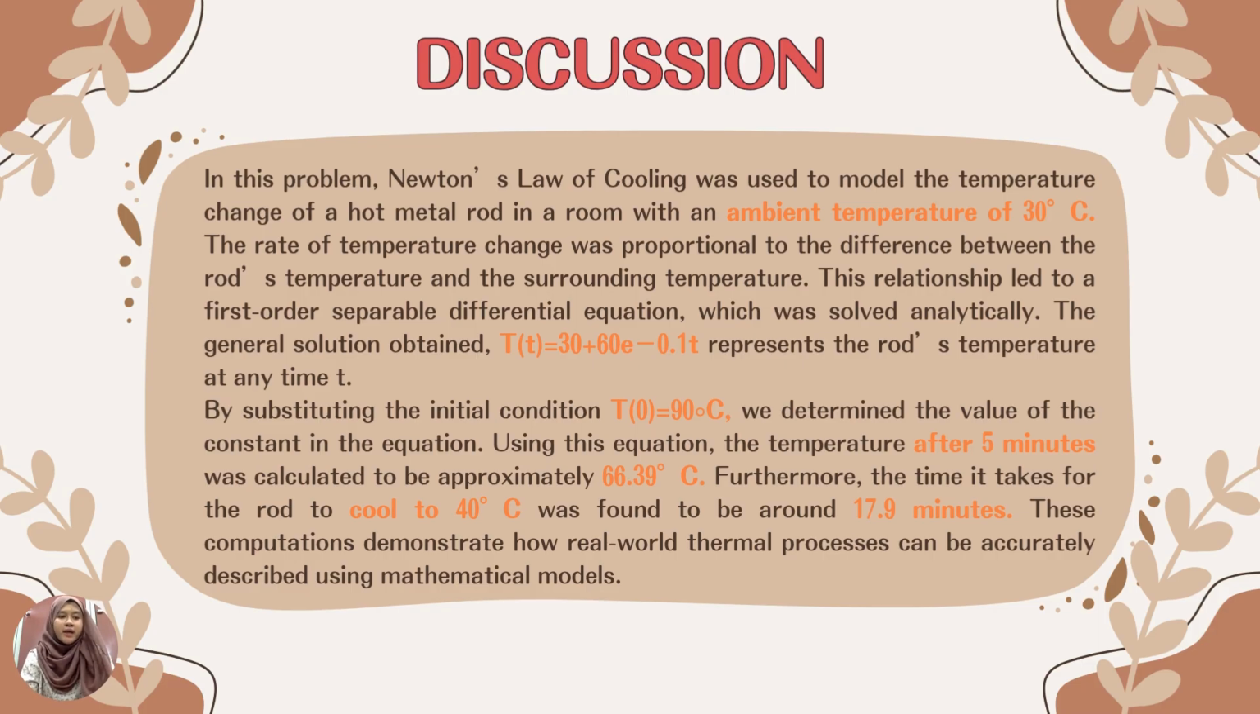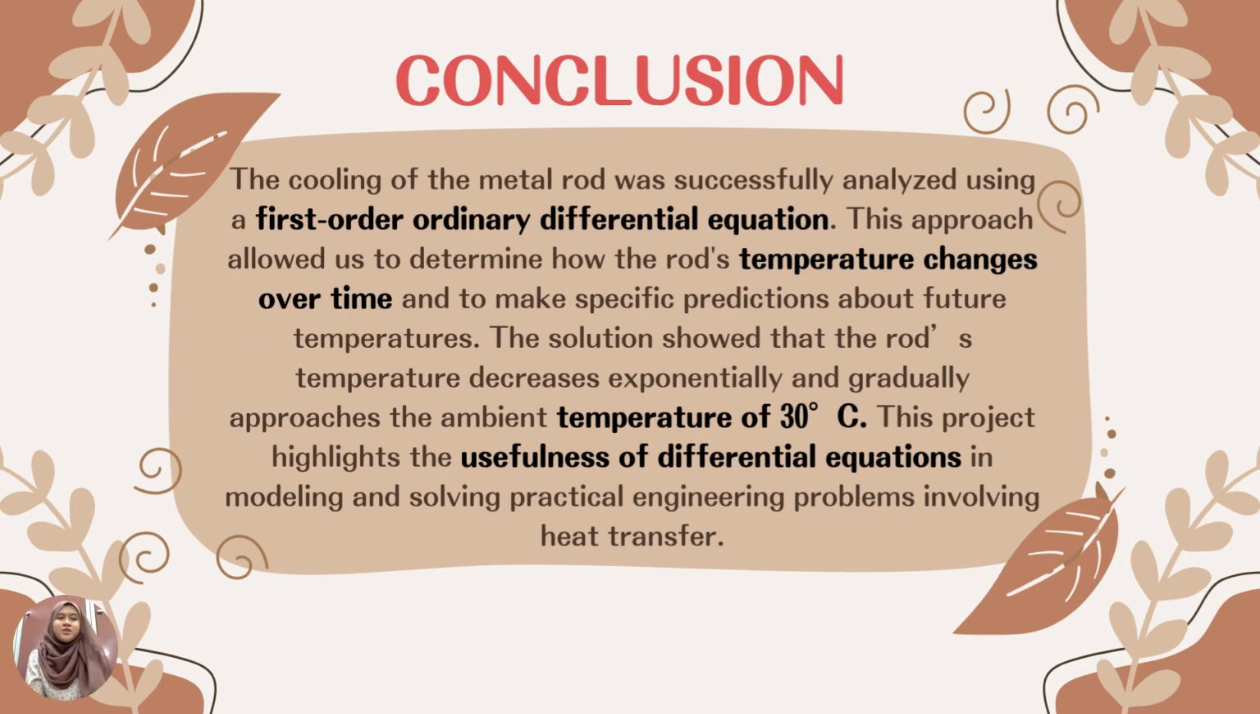Okay, by using the initial condition T(0) equals 90 Celsius, the constant in the equation was determined. So the calculation was shown. After 5 minutes, the temperature is around 66.39 Celsius. And then the time for the rod to cool to 40 Celsius is about 17.9 minutes. That is for our discussion, and we move to the second slide, which is the conclusion.